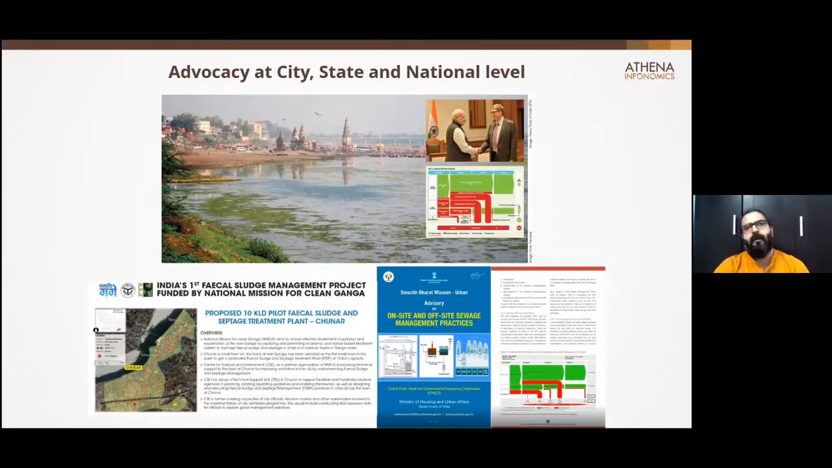So this example is Chunar. Chunar is a small town in UP near the river Ganga. And when we showed the shit flow diagram to NMCG that this town is totally dependent on on-site systems, and how maybe an FSTP could really help Chunar to go up on the ladder of sanitation, it helped us to convince NMCG for funding the projects there.